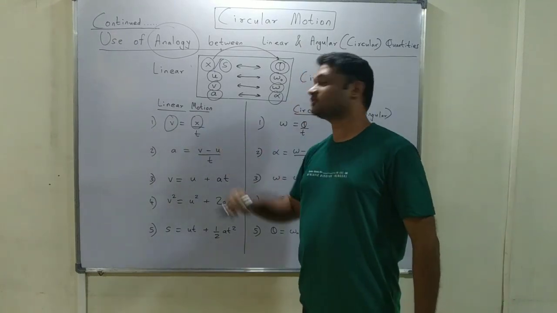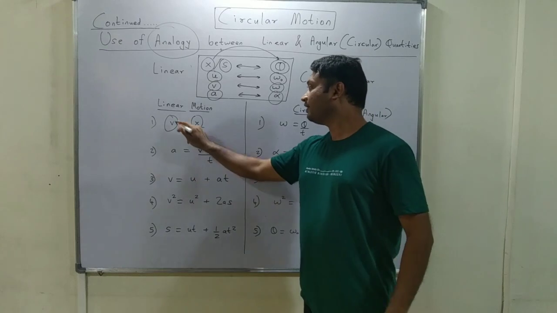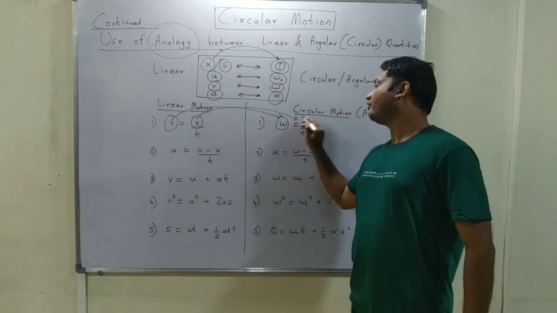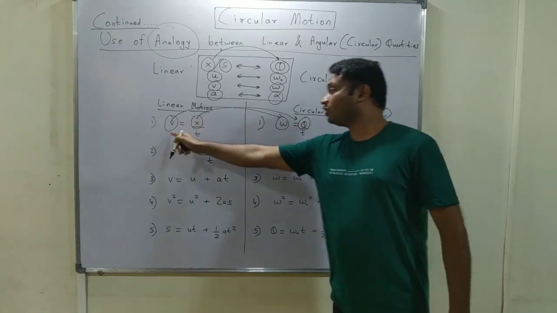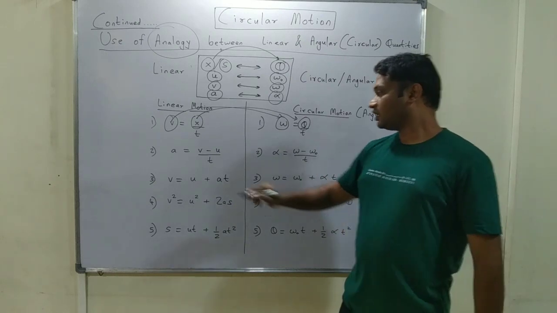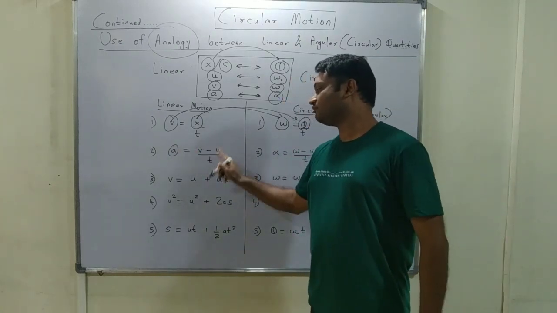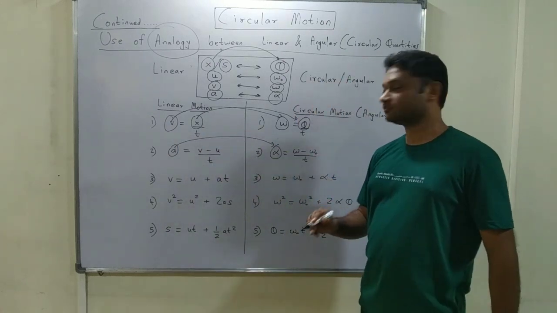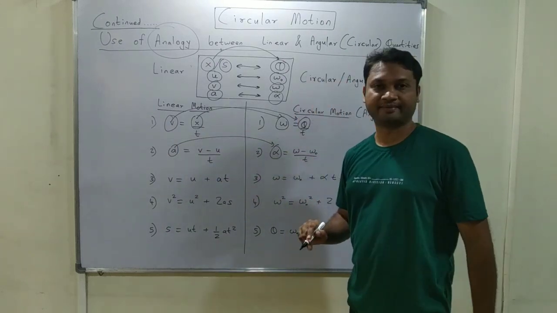Velocity is equal to displacement upon time. उसके बदले velocity के बदले we have angular velocity. Displacement की जगह पे we have angular displacement. Velocity is displacement upon time. Angular velocity is angular displacement upon time. Acceleration is change in velocity upon time. Acceleration के बदले we have angular acceleration, which is change in angular velocity upon time.